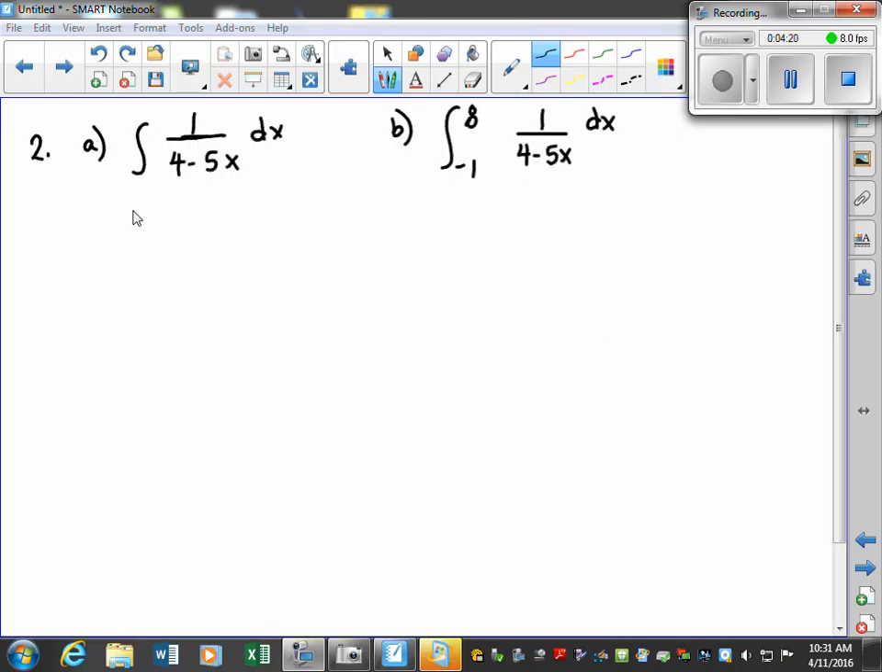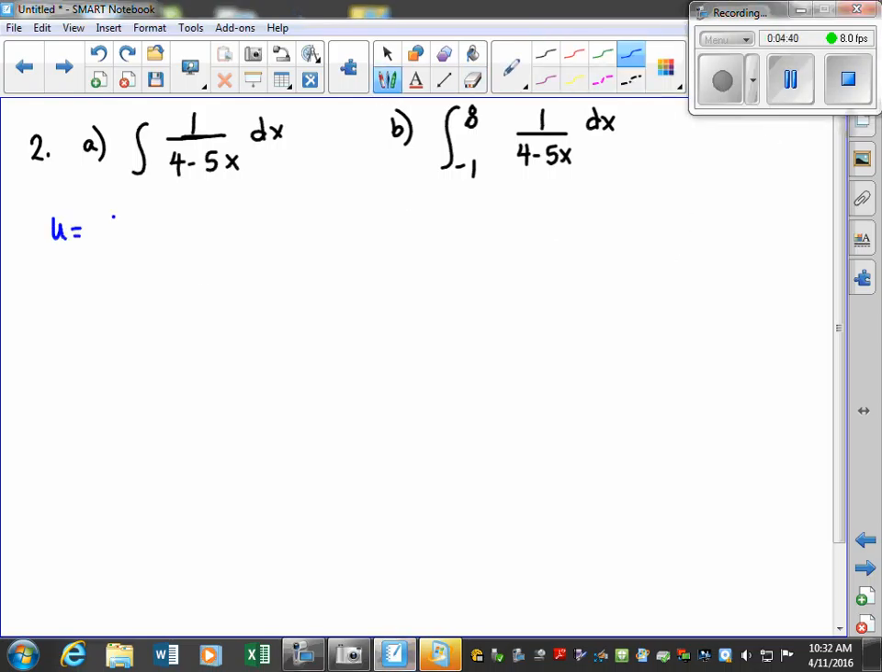Okay, this next example we're going to have 2 parts. The first thing we're going to do is the indefinite integral over here, and then this one's going to be a definite integral from -1 to 8. So go ahead and try this one. It's similar to what we did a minute ago, and then we'll come over here, we'll work both parts.